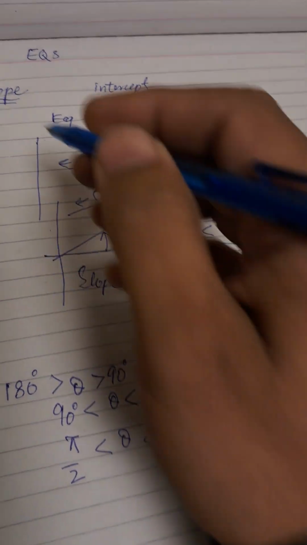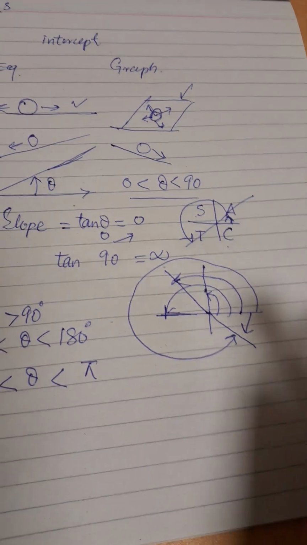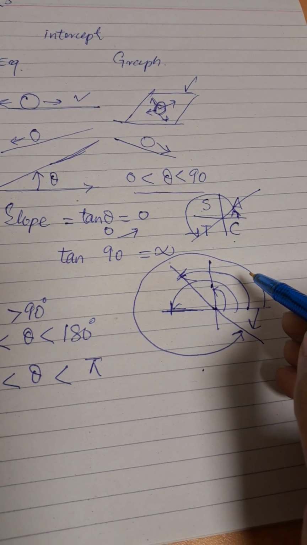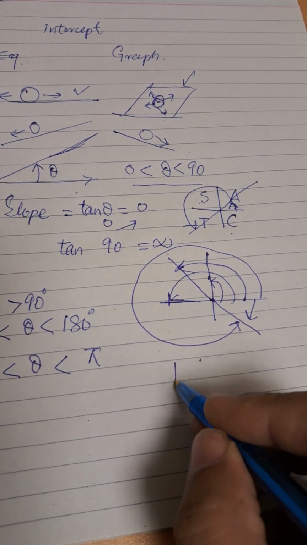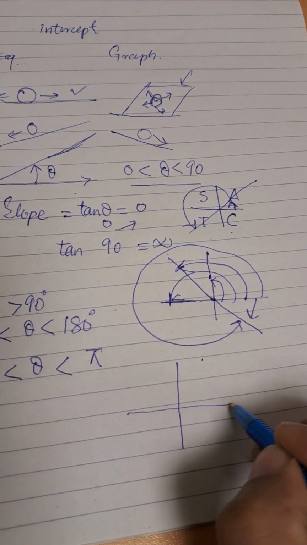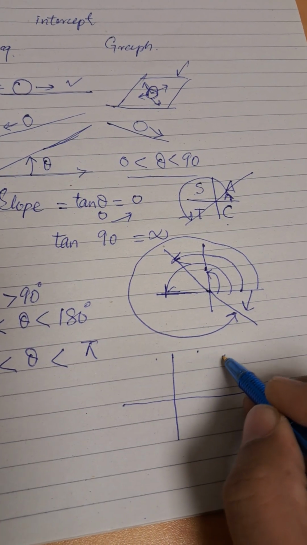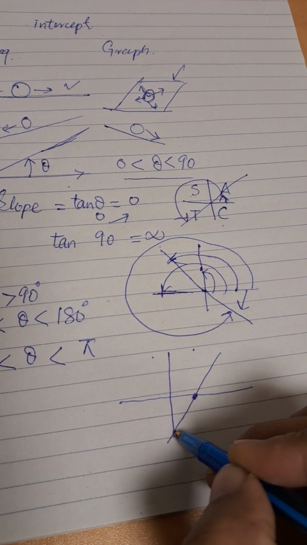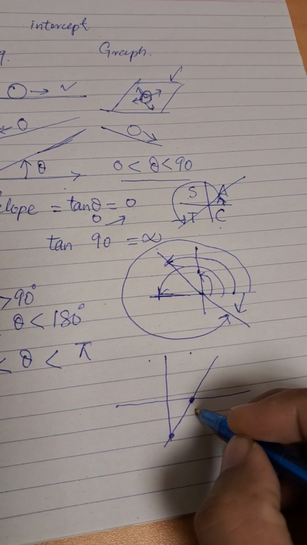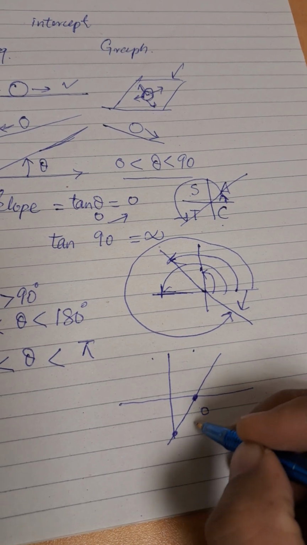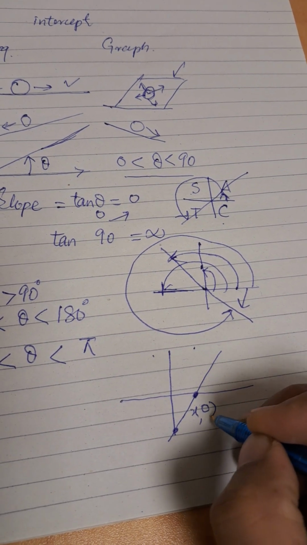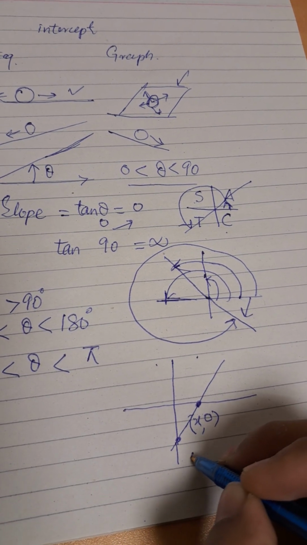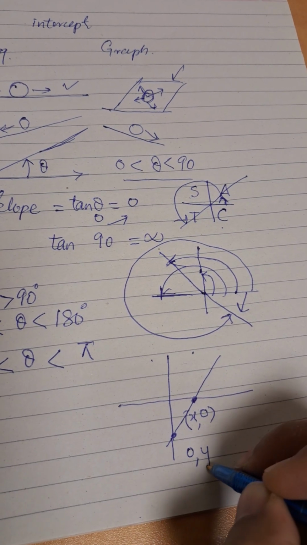So that sums it up for slope. For intercept, we say that for this particular case, passing through the origin, there is no intercept. But what if it does go through somewhere in here? So it is crossing this point. This point x has a value, but y is 0. And for this particular point, x is 0 and y has a certain value to it.